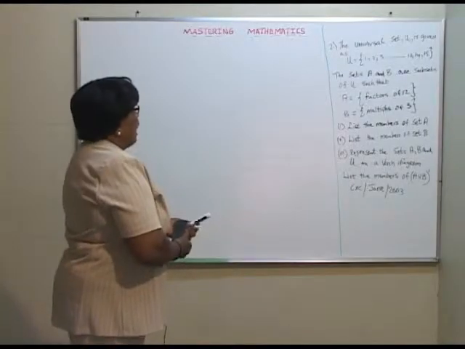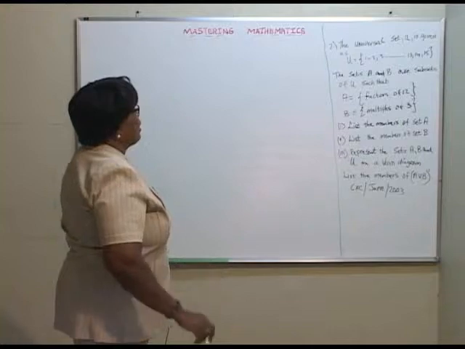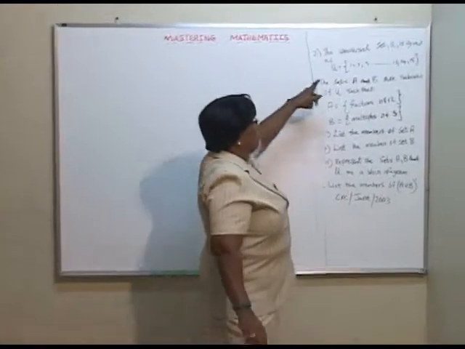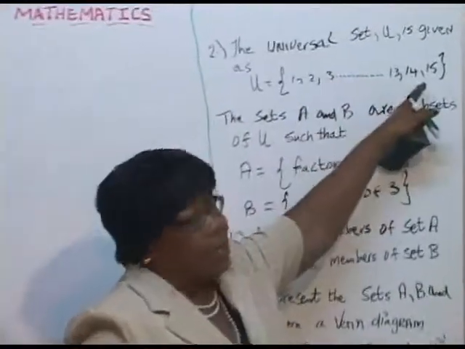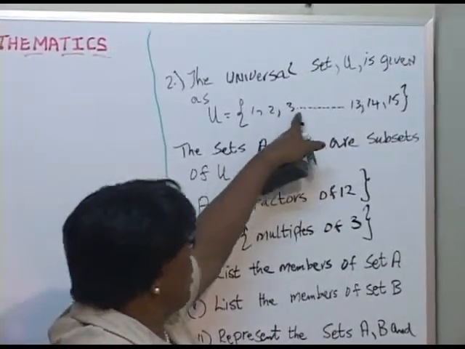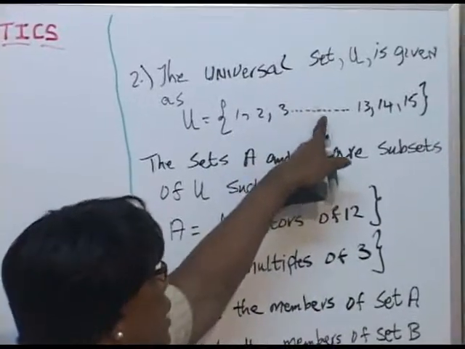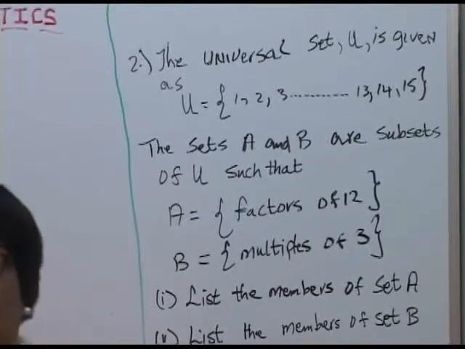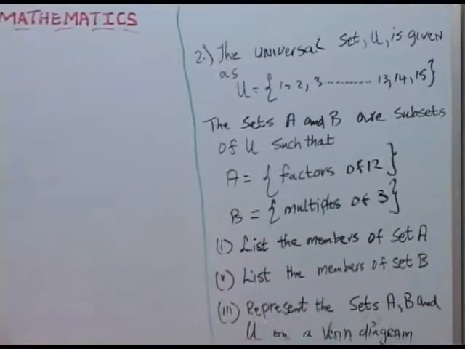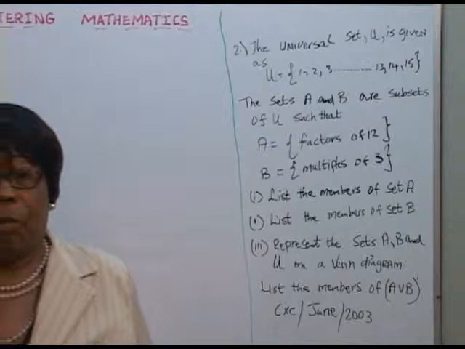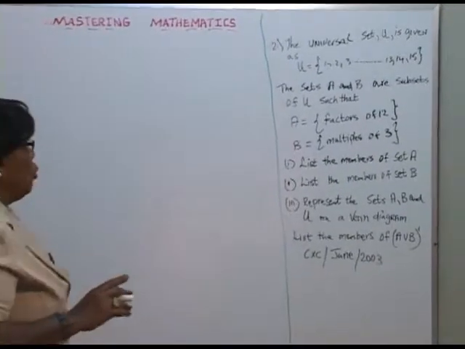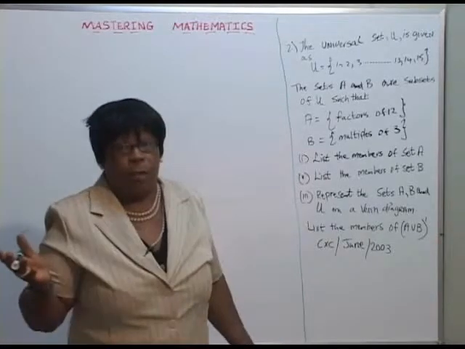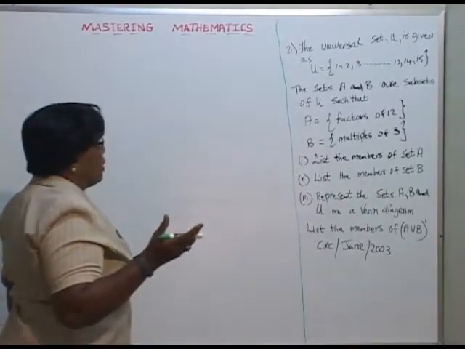Now, the second question: the universal set U is given as U equals 1, 2, 3, and these dots mean that the last member is 15. So you must understand that it has 4, 5, 6, 7, 8, 9, 10, 11, 12 as members, okay? Don't say you just saw 1, 2, 3, 13, 14, 15. That is what those dots mean. You must know that there are also 4, 5, 6, 7, 8, 9, 10, 11, and 12 as members of that universal set.